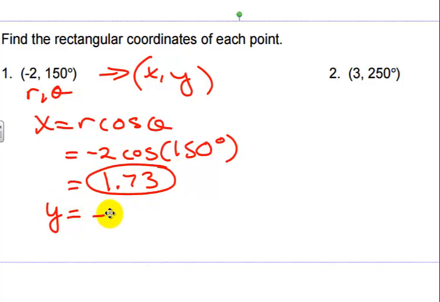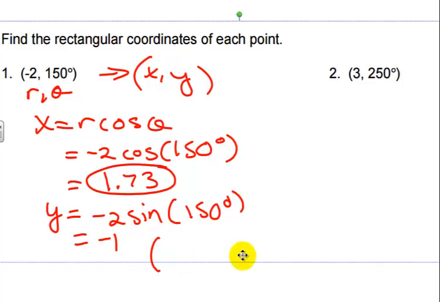To find the y value, -2 sine of 150 is equal to -1. So the coordinate is 1.73, -1. We do the same thing for the second one. This is your r and theta. We're going to go to x and y.